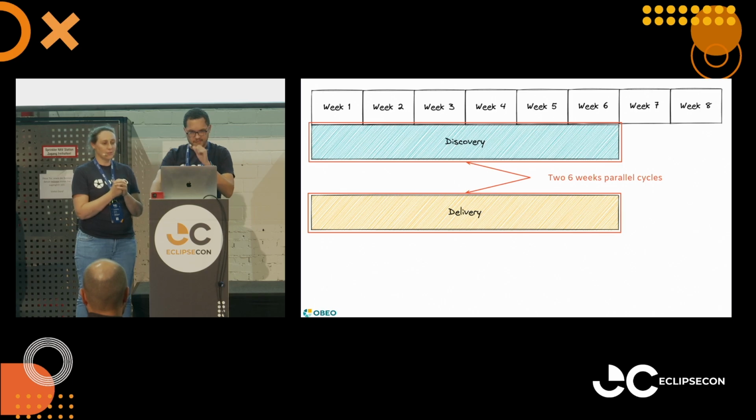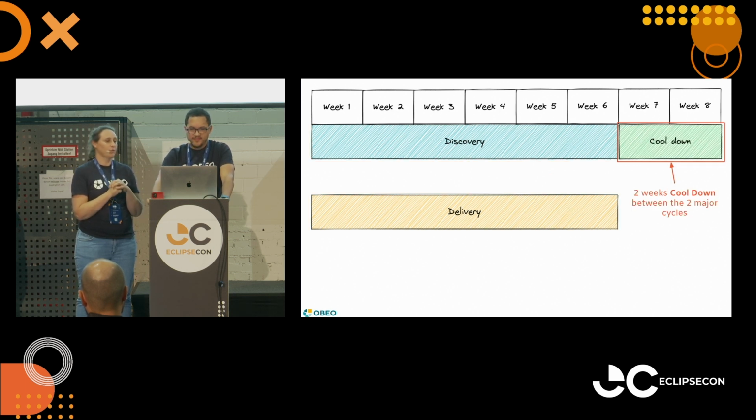We have two 6-week parallel cycles, one for the discovery, which is led by the product owner, and the second one for the delivery, led by the developers. We have 2-week cooldowns between our 6-week cycles to plan the next iteration.